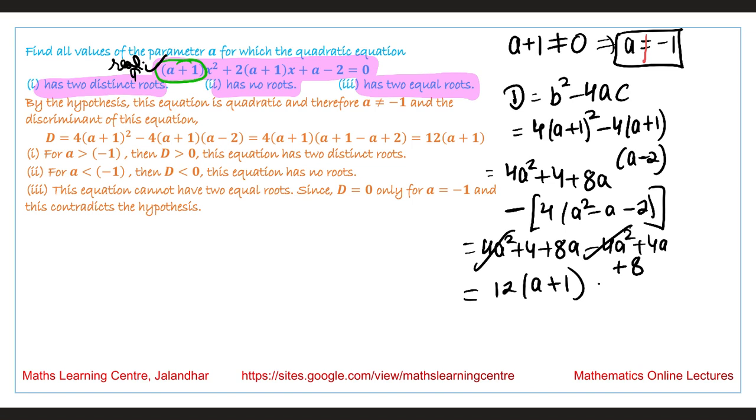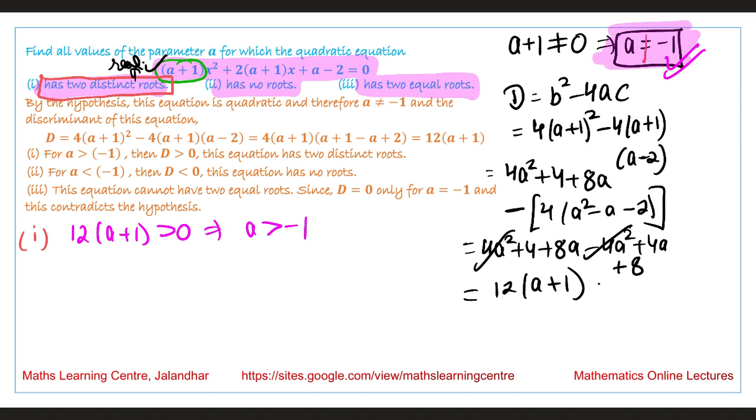Now the first part we have is has two distinct roots. So we are saying it will have distinct roots if the value of the discriminant, 12 times (a plus 1), is greater than 0. So this implies that a should be greater than minus 1. This condition is satisfied over here. We always have the condition that a should not be equal to minus 1, and that is satisfied. So for a greater than minus 1, we will have two distinct roots.